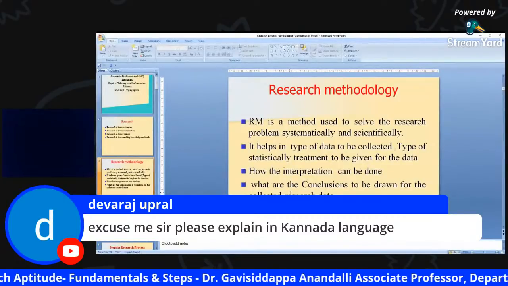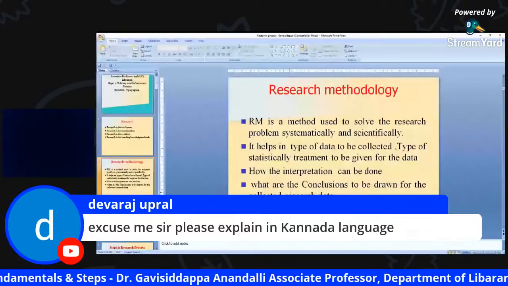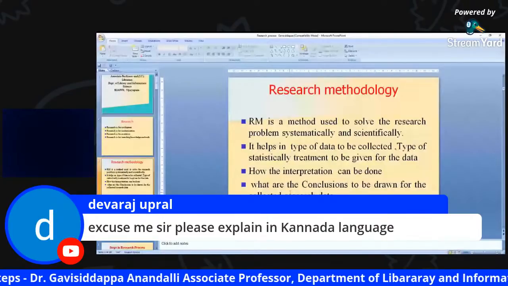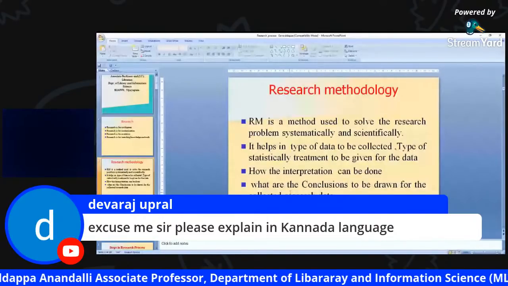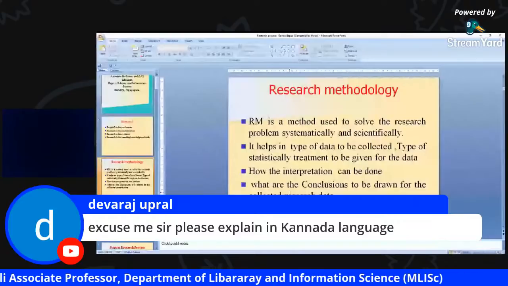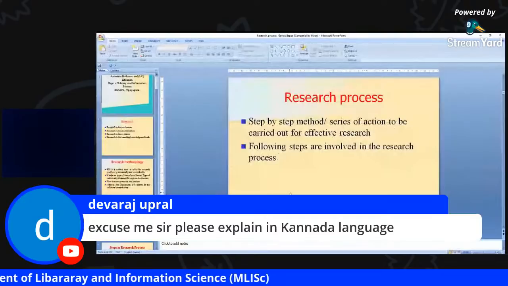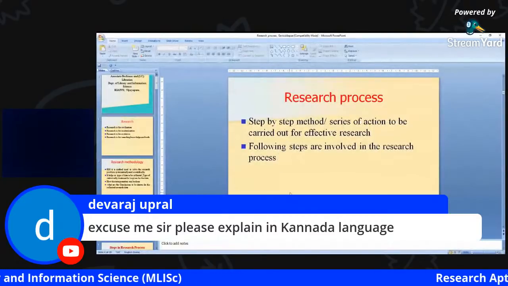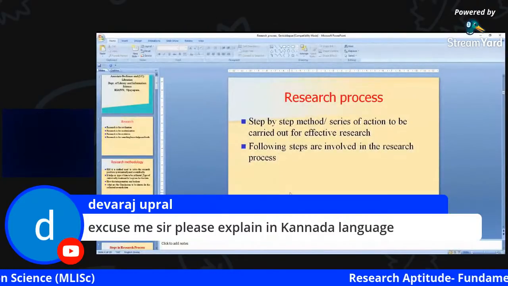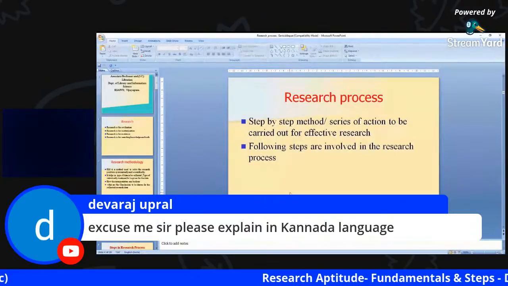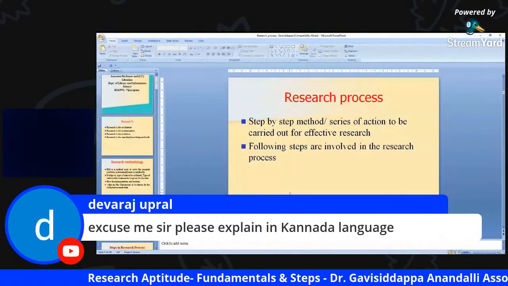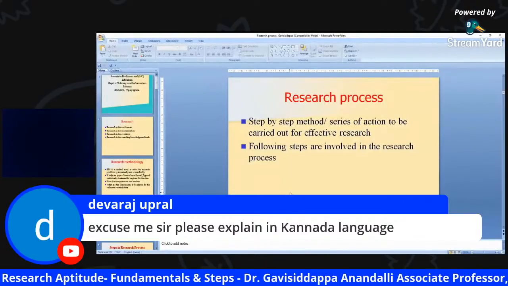It can be used to do the research from the identification of the research topic to drawing the conclusion based on the research data and output. As I told, today's topic is the research process. The research process is a step-by-step method, a series of actions to be carried out for effective research.